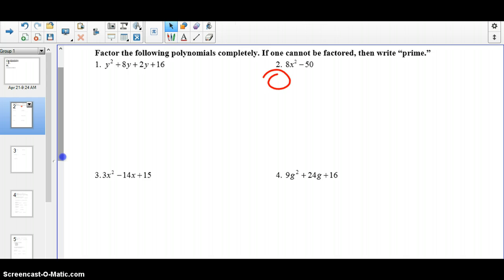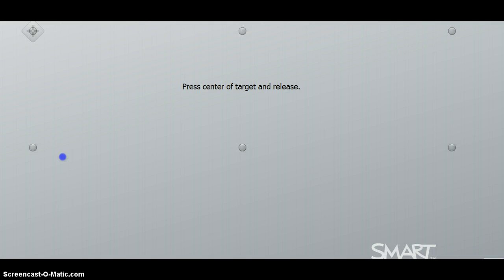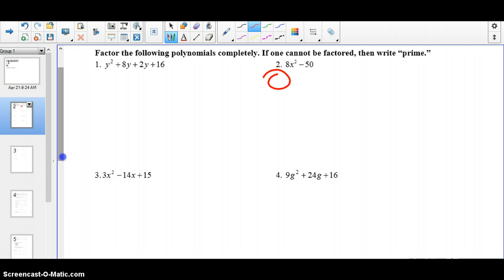All right, let me outline this first. Okay, so the first thing you always want to check for when you factor is for a greatest common factor. In number 2, is there a greatest common factor? There is. Let's start with that. We're going to factor out a 2, which is the greatest common factor, and we'll have 4x squared minus 25.